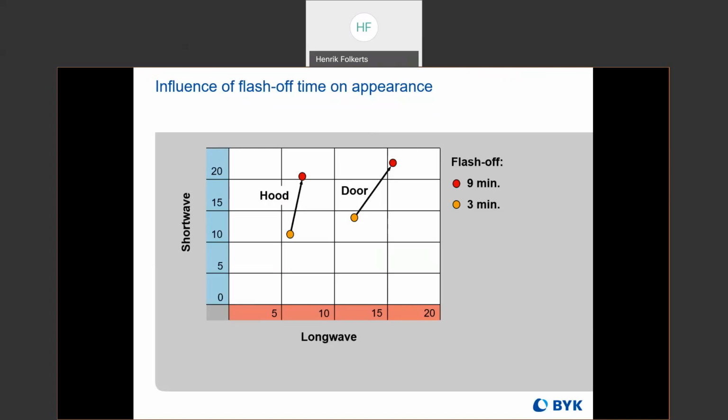Now when we look at the vertically painted surface, that door, the longer flash-off time is going to have a pretty similar effect on the short wave, but it's also going to have a much more significant effect on the long wave because it is a vertically painted surface. And while that coating is waiting to cure, it could be experiencing some sag, which could cause higher long wave structures and more orange peel on the surface.